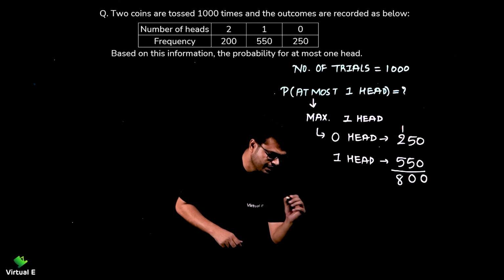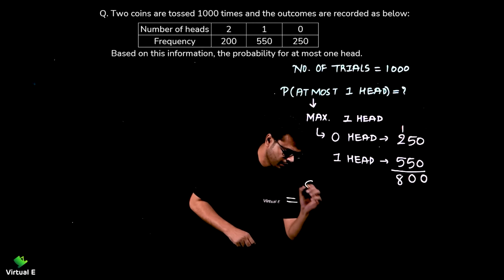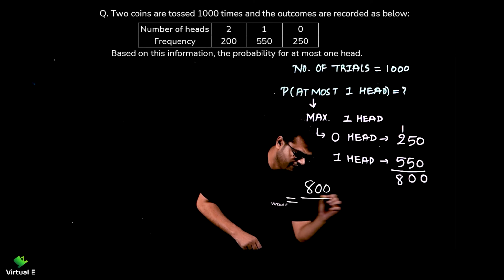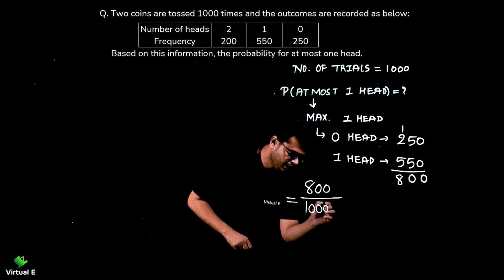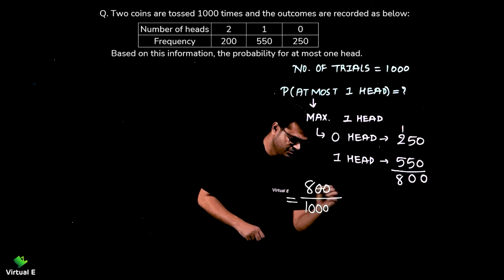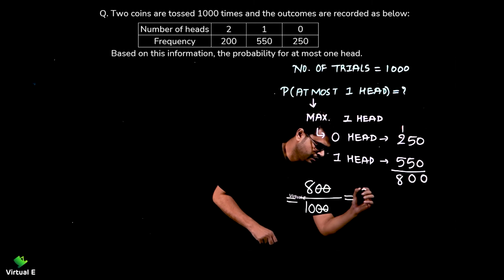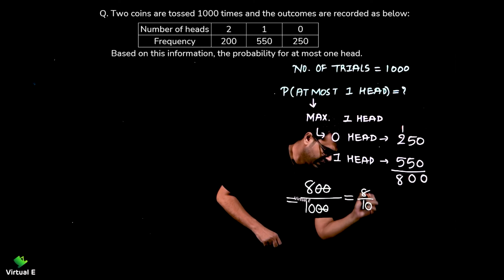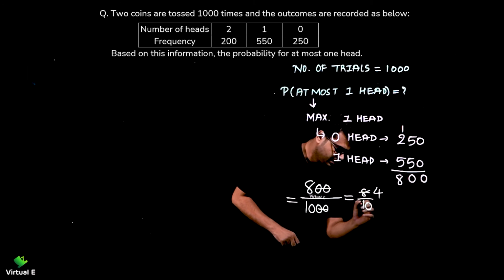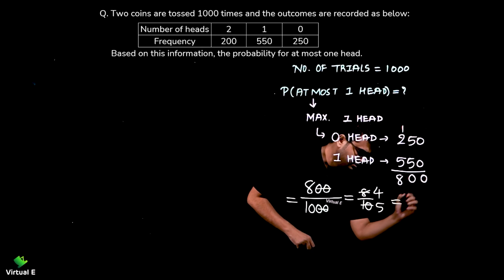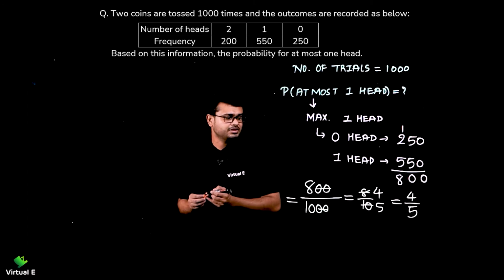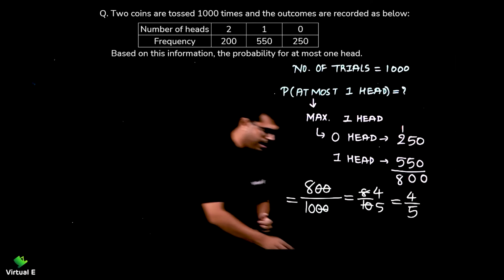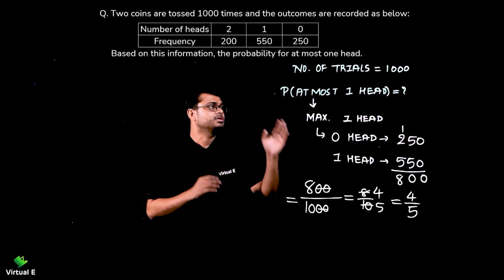So, probability will be what? 800 divided by number of trials, that is 1000 in this case. So, the zeros cancel. Here, 8 by 10, 2 4s are 8, 2 5s are 10. So, the answer is 4 by 5. That's our answer for the probability of at most 1 head.